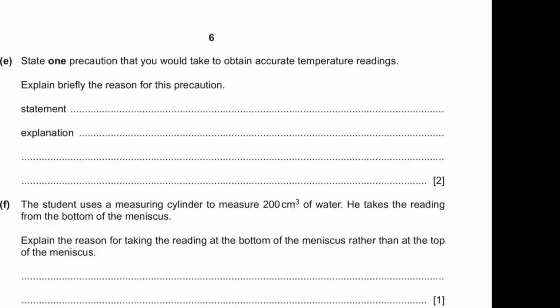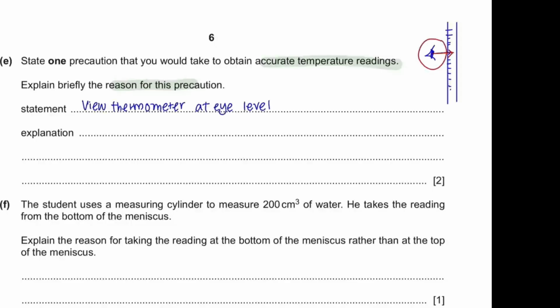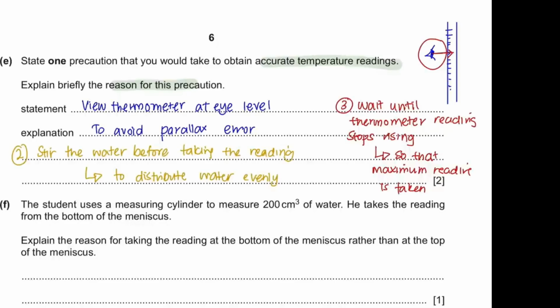Question E. State one precaution that you would take to obtain accurate temperature readings. Explain briefly the reason for this precaution. One of the most common precautions that you should take while obtaining an accurate reading is to place your eye perpendicular to the scale. This is to avoid parallax error. Or you could also mention any of these precautions.